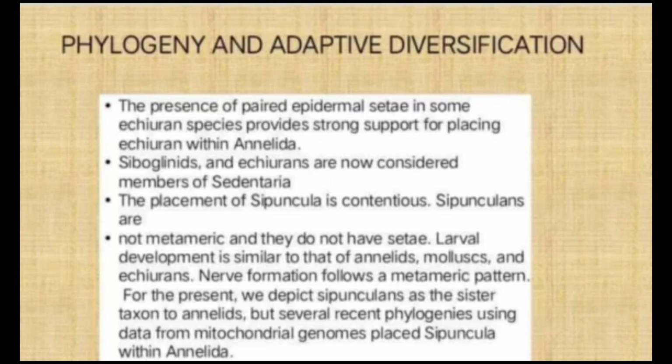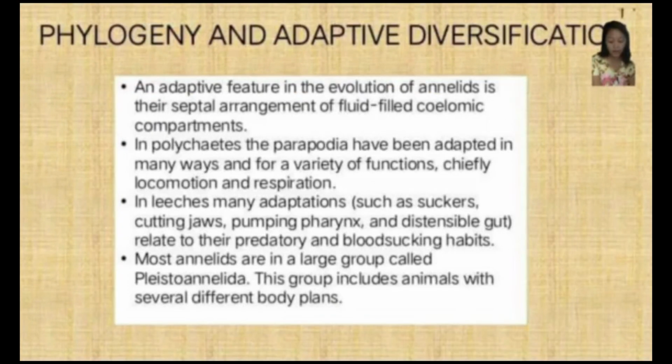Phylogeny and adaptive diversification. They have paired epidermal setae in some species that provide strong support. Sipunculans are considered members of Sedentaria, though they are not metameric and have no setae. The larval development is similar to annelids and mollusks. The formation of nerves follows a metameric pattern.